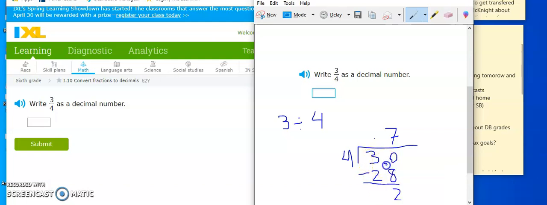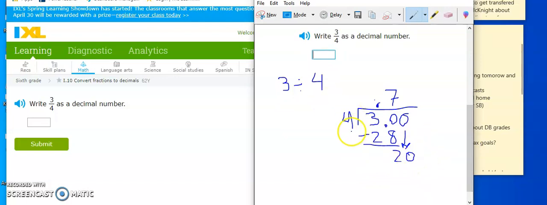Let me make this a little more obvious. There's a decimal here, there's a decimal here. I can add another 0 on the back end and bring that down, making this now 20. Now 20 is evenly divisible by 4. 4 times what gives me 20? 4 times 5 gives me 20. Put the 20 down here, subtract that, and I now have 0. So 3 divided by 4 is 0.75, and that should be my final answer.